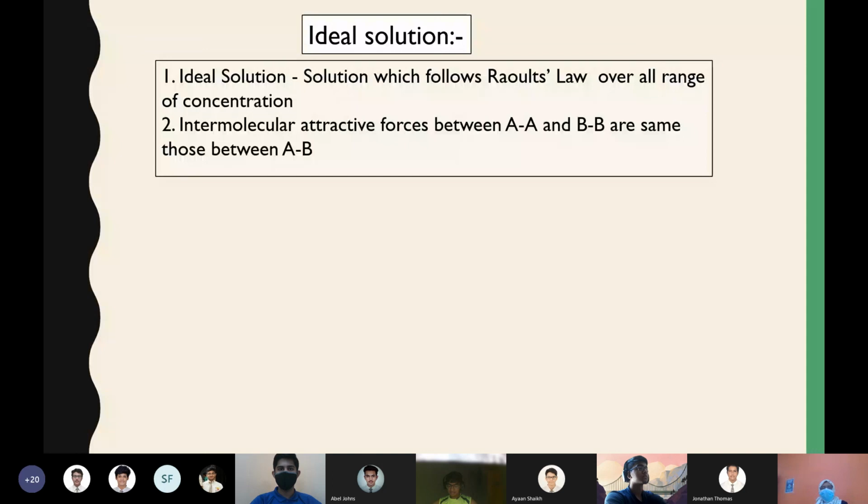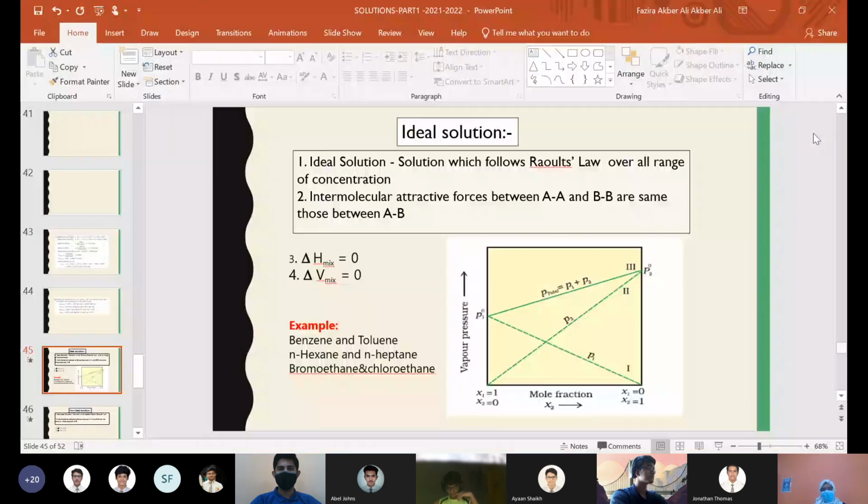On Sunday we will discuss the properties and how to differentiate ideal and non-ideal solutions in detail, and I think by Sunday we can finish the Raoult's law topic. Then we have colligative properties left. That is also a little lengthy, and that is where you will find more numericals from this chapter. Maybe we may have to spend one more week on solutions. Let's see how long it takes.